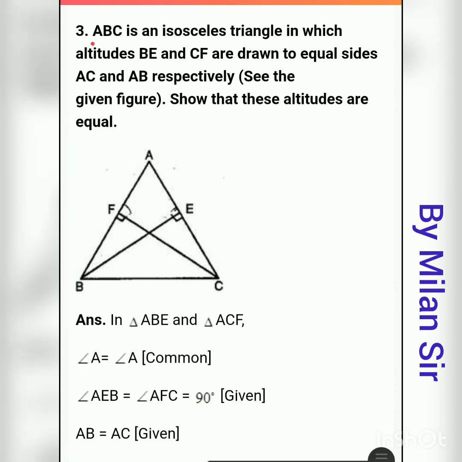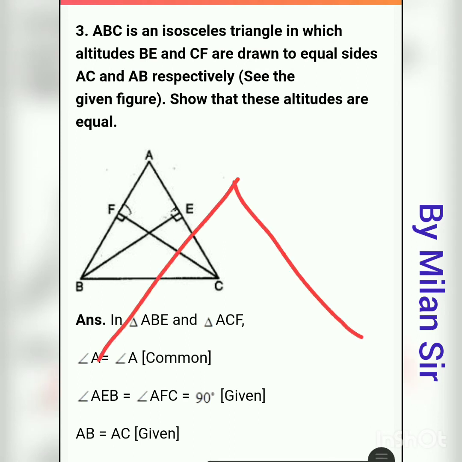ABC is an isosceles triangle in which altitudes BE and CF are drawn to equal sides AC and AB respectively. See the given figure. Show that these altitudes are equal. Okay, ABC is an isosceles triangle in which altitudes BE and CF are drawn to equal sides AC and AB respectively. Show that these altitudes are equal.